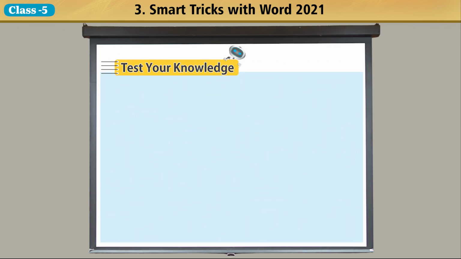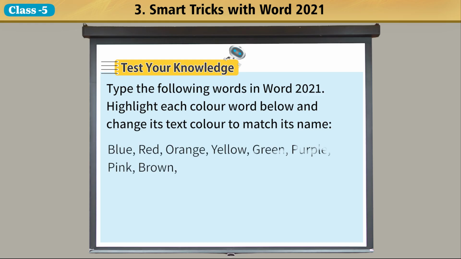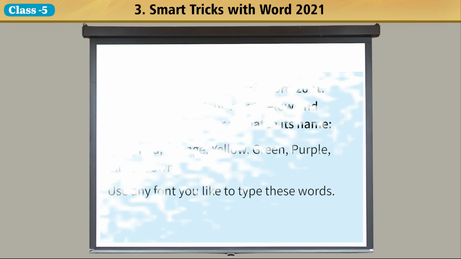Test your knowledge. Type the following words in Word 2021. Highlight each color word below and change its text color to match its name: blue, red, orange, yellow, green, purple, pink, brown. Use any font you like to type these words.